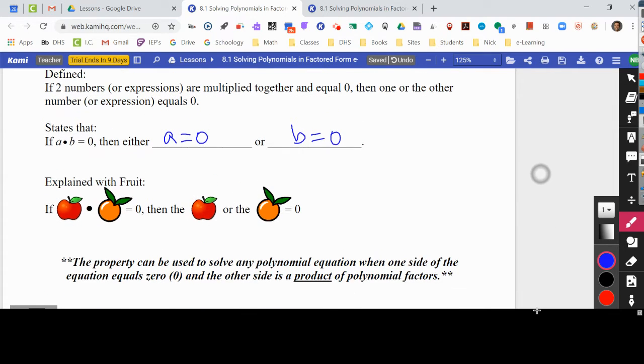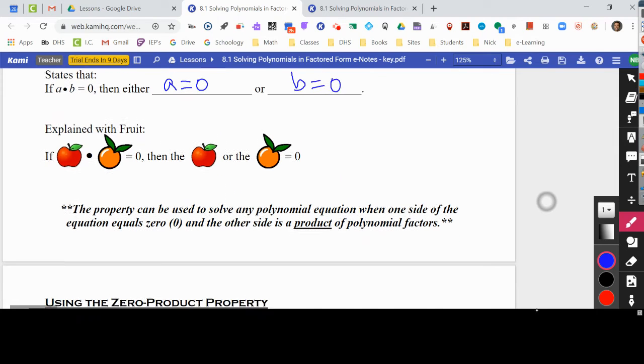And here's a special note at the bottom. This property can be used to solve any polynomial equation when one side of the equation equals 0 and the other side is a product of polynomial factors. We've been dealing with a lot of polynomial factors, and product is just the word for multiplying. So when some polynomial factors are being multiplied and equal to 0, then we can apply the zero product property. All right, so let's do some examples.